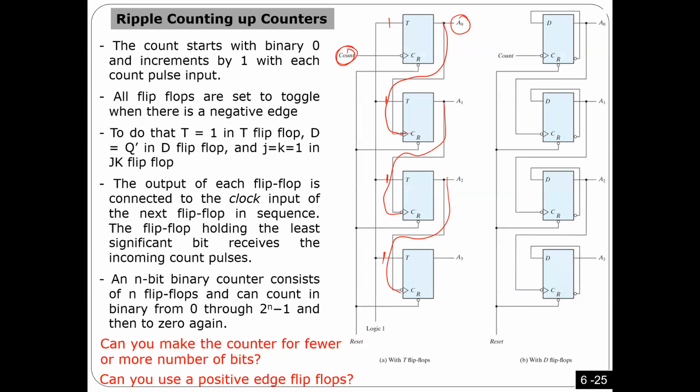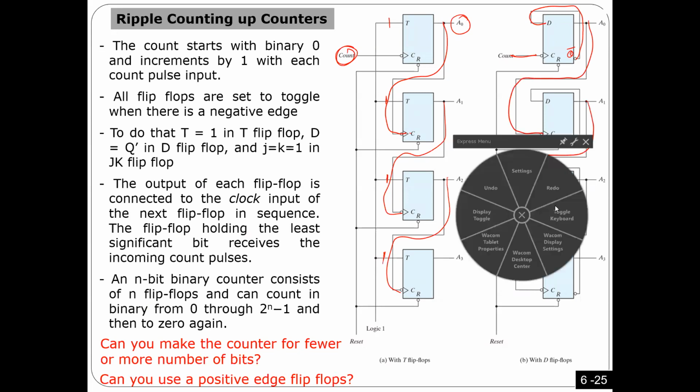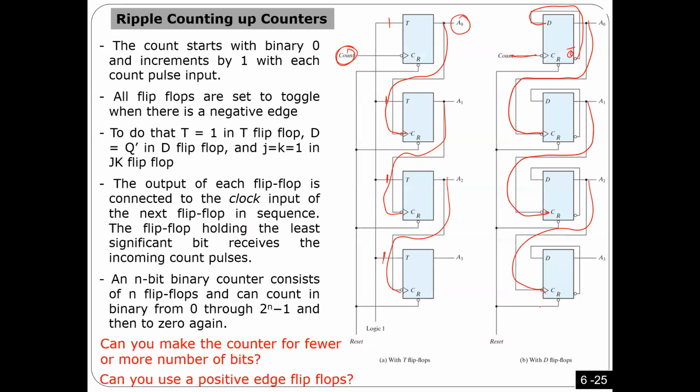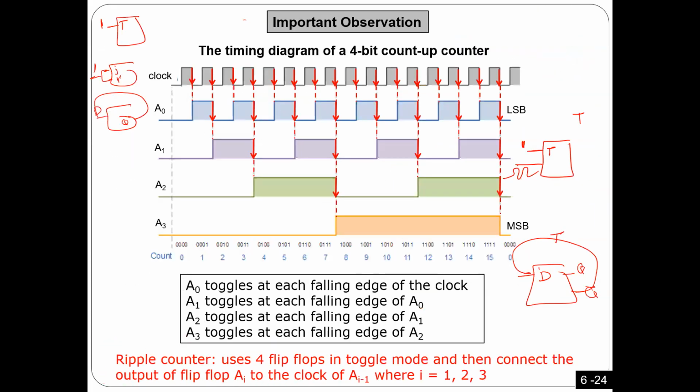Okay, here it's exactly the same thing, but what I did here, I just connected Q prime to D. Everything else is the same. So the clock is connected here, the output here is connected here, the output here is connected here, the output here is connected here. Any questions? Again, you should understand the observation I have here because I built the design based on this observation. Is that okay? Okay. This is how you can make a count up.